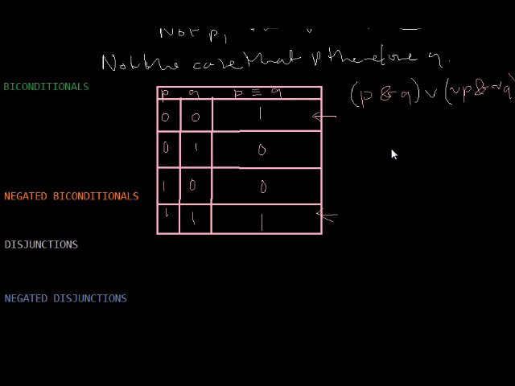Or it is not the case that P and not Q, or not P and Q. And if you actually write out the truth tables for both of these, you should see why they're equivalent.